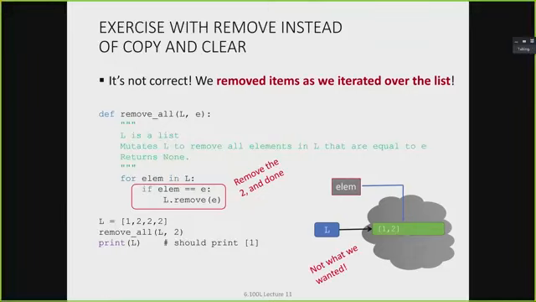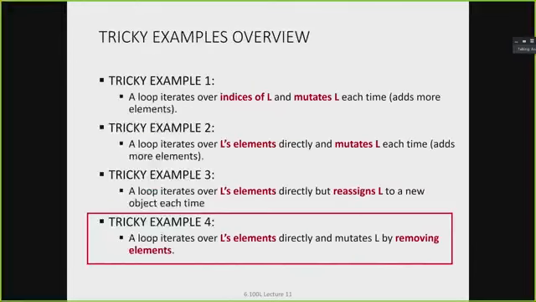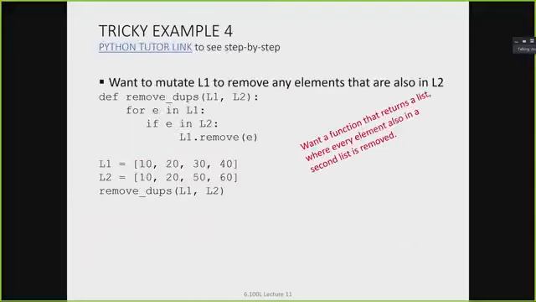Okay? So this is the big thing that we're going to talk about in this lecture. So I'm going to go through another example. This is tricky example number 4, where we're going to do a very similar thing, but we're going to have a loop iterating over L's elements directly, just like we did, but doing a different task, just so we're not doing that same remove all task. So let's look at a slightly different problem.